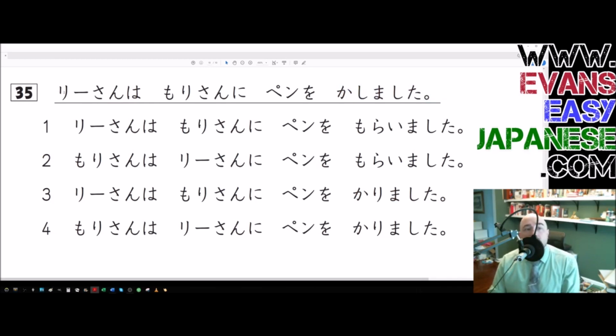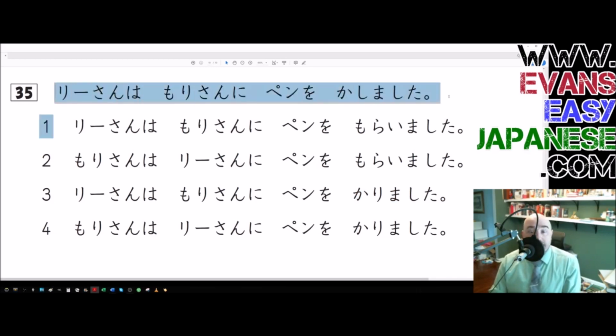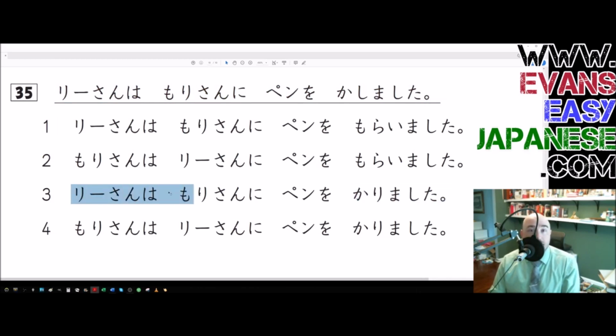Here we go. So because Ri-san is the one who's lending a pen to Mori, well, the person who karimashita'd is not Li-san, right? The other person, so this sentence would mean Ri-san wa, as for Li-san, he borrowed a pen from Mori, which is not what happened. What happened was that Mori borrowed a pen from Li, right? So number 4 must be the correct answer.